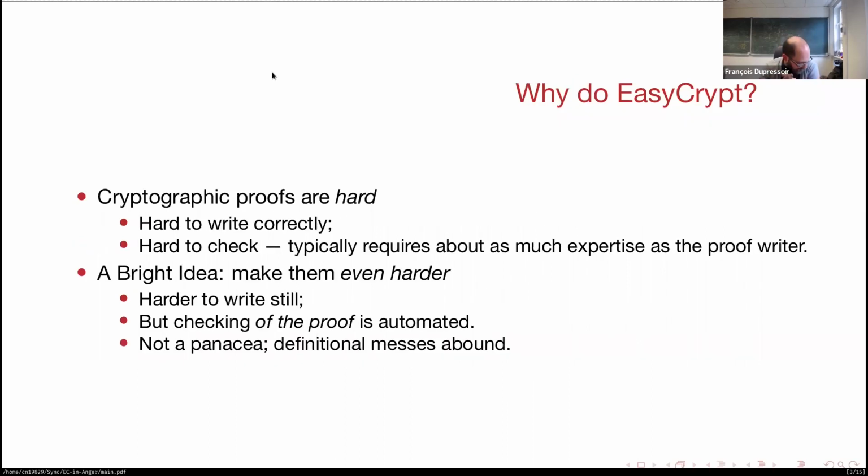So why do we even care about this? The main reason is cryptographic proofs are hard, and they're hard to write correctly, but they're also hard to check, right? So we typically need as much expertise to check the proofs as you need to write them. And cryptographic proofs tend to be the kind of proofs where you need to trust them, right? It's not just enough that the community as a whole trusts them, but it's important to be able to convince non-experts that their data is being handled securely or is handled by a system that provides them with a particular level of confidentiality or integrity.